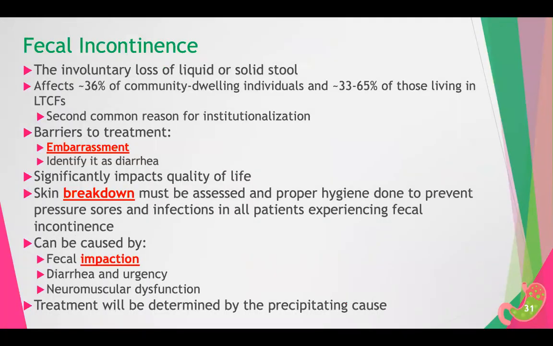So now we'll talk about fecal incontinence, and this is the involuntary loss of liquid or solid stool, and it affects about 36% of community dwelling individuals and 33 to 65% of those living in long-term care facilities like nursing homes. And this is the second common reason for institutionalization. So typically when an older individual starts developing issues with maintaining their bowels, this can get them admitted into a long-term care facility, because urinary incontinence and fecal incontinence have a very high risk for caregiver burden.